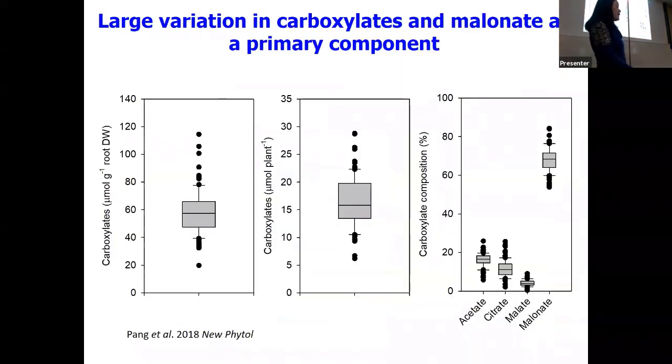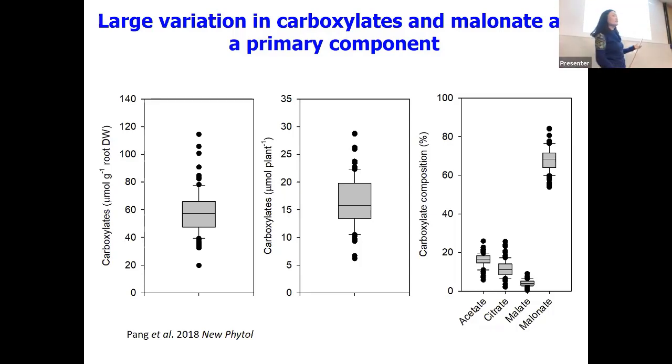And for the carboxylate, there is large variation among genotypes. It ranges from 20 to 120. There is about 6 times variation. And here I would like to point out, for chickpea, the predominant carboxylate is actually malonate. It occupies 50 to 80% of carboxylates, then followed by acetate, citrate, and malate. And mainly it's malonate for chickpea.